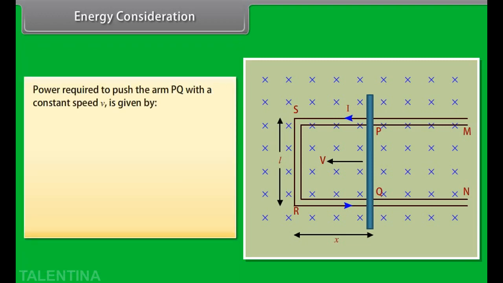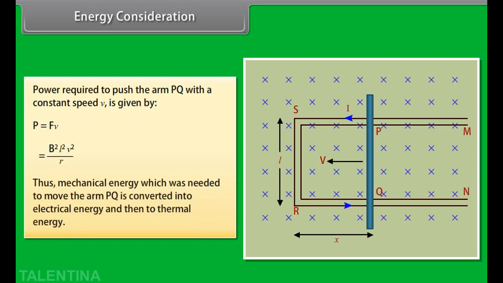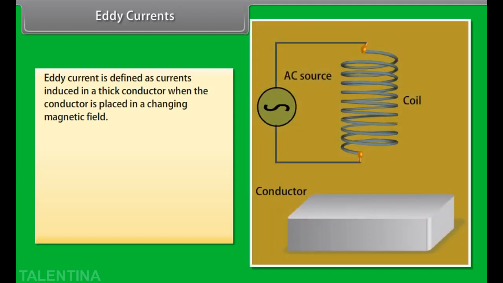Power required to push the arm PQ with a constant speed v is given by B square L square v square divided by R. Thus, mechanical energy which was needed to move the arm PQ is converted into electrical energy and then to thermal energy. Eddy currents. Eddy current is defined as currents induced in a thick conductor when the conductor is placed in a changing magnetic field.